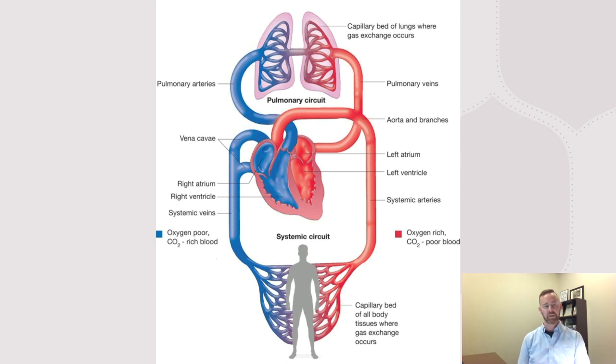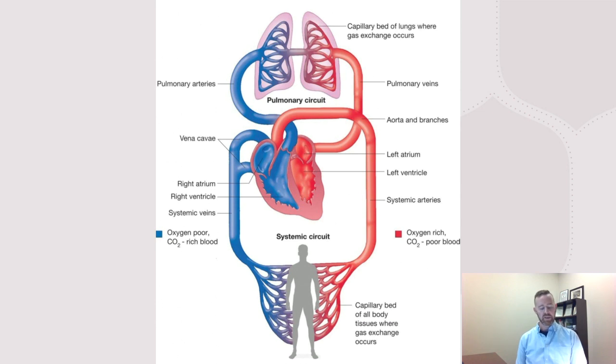So this is true in two kind of important ways. There's a capillary bed in the lungs, which you can see here on this picture. That's a higher pressure system. There's also a capillary bed that's present systemically in all of your vital organs. Right? So you have two high pressure areas there.